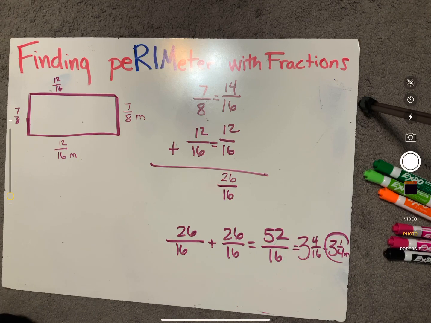Okay, so we're going to use that knowledge of how to add fractions and how to find perimeter of shapes, but we're going to combine those two to get our finding perimeter with shapes that have fractional length sides.